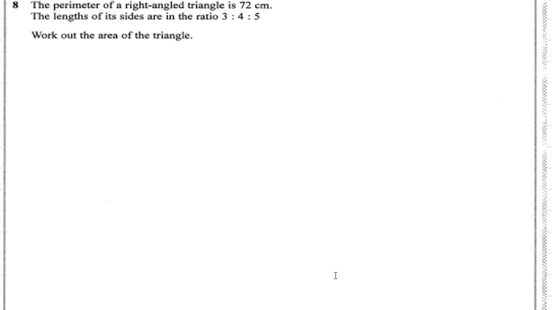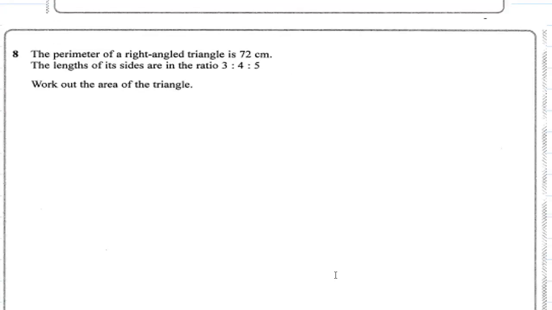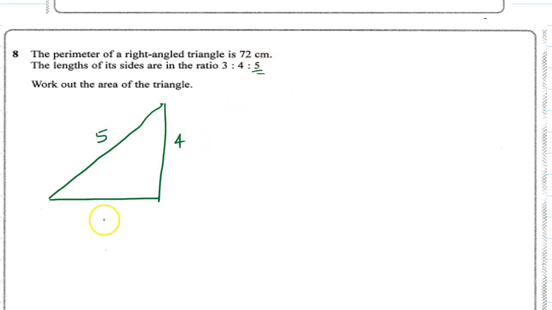Now, the perimeter of the right angle triangle is 72. So if we draw a right angle triangle quickly, this is a right angle triangle. The biggest side is the hypotenuse, 5, and you can take this one as 4 and this one as 3. You can always change if you want. It hardly matters. And their perimeter is given as 72. So suppose this is 5x, 4x, and 3x.